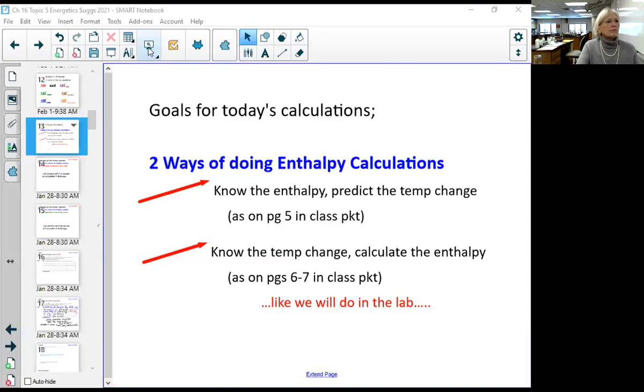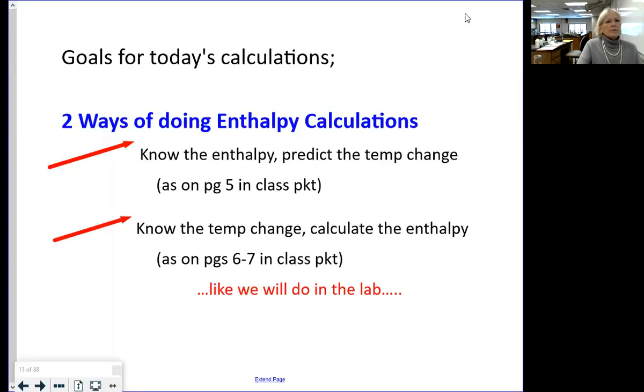So let me go to my smart notebook. Here, today's calculations are going to have two ways of doing enthalpy calculations. On the first page, page 5, I'm going to know the enthalpy of these two chemicals as they dissolve in water. And I'll be able to use that known enthalpy value for the heat of solution to calculate the temperature change. Then on pages 6 and 7, I'm going to do the opposite.